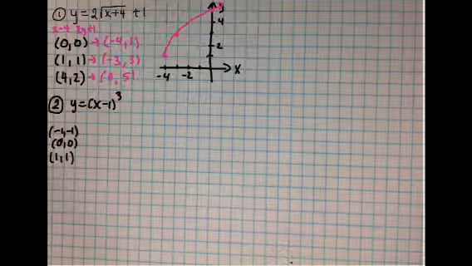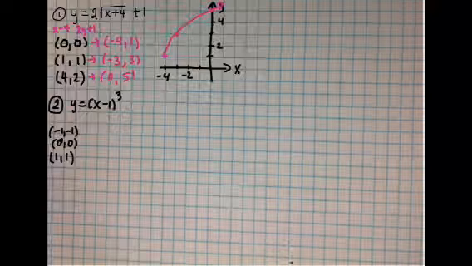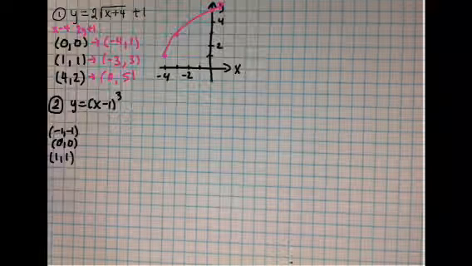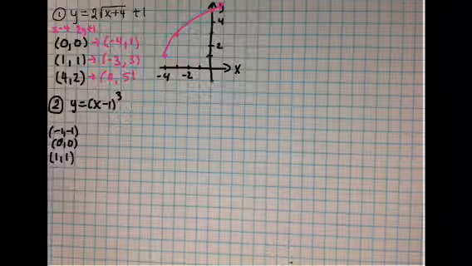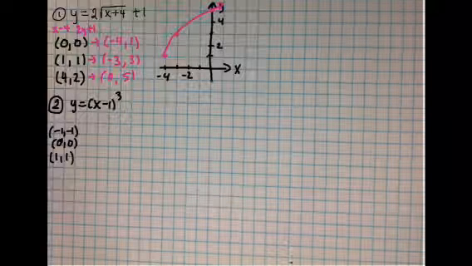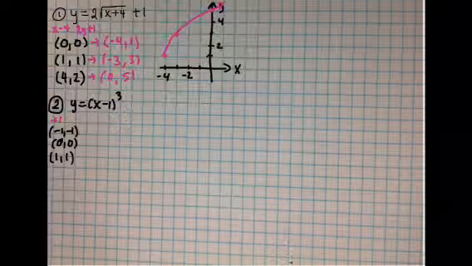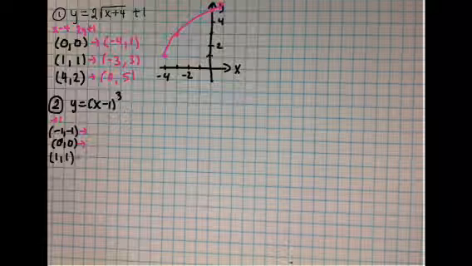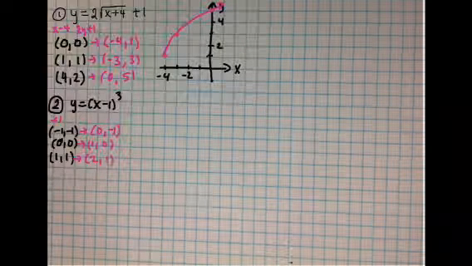For number 2, we have a cubic function. So again, you see the reference points for a cubic function right there. Let's see what else we have. We have h is positive 1, and that's the only parameter that will affect this function. So that means that we're going to add 1 to the x's. The y's will stay the same. So you get 0, -1, 1, 0, and 2, 1. Okay, and then we're going to graph this.